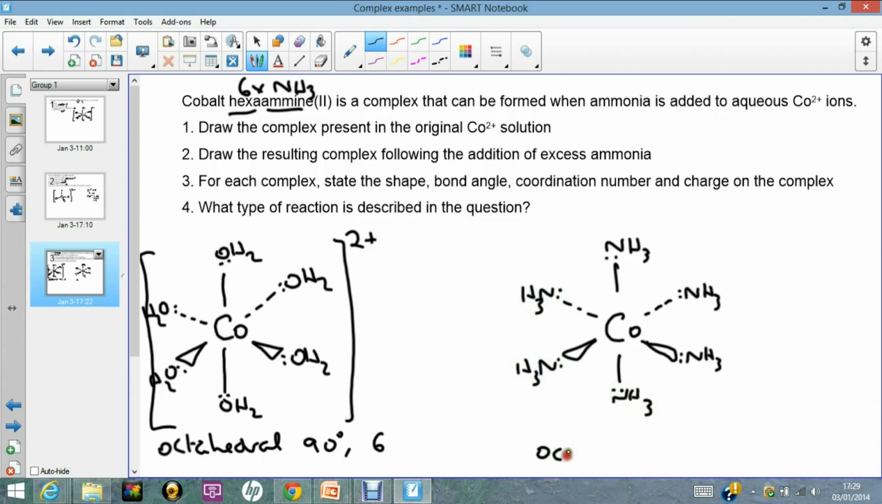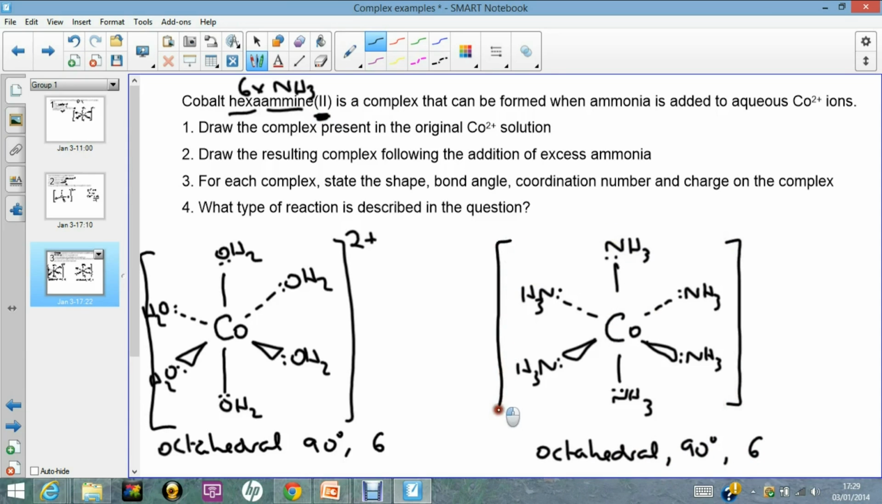So octahedral, bond angle 90 degrees, coordination number 6. Again, cobalt's 2 plus. We can see that from up here where there's a 2 in Roman numerals. Ammonia itself is a neutral ligand, so the overall charge on the complex is still going to be 2 plus.